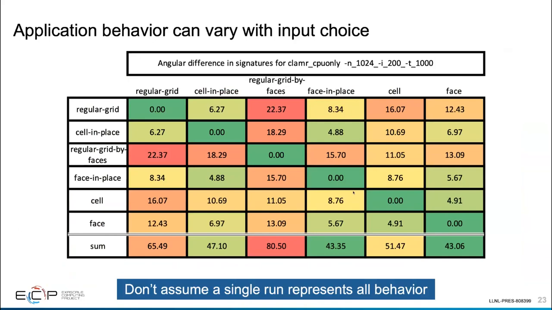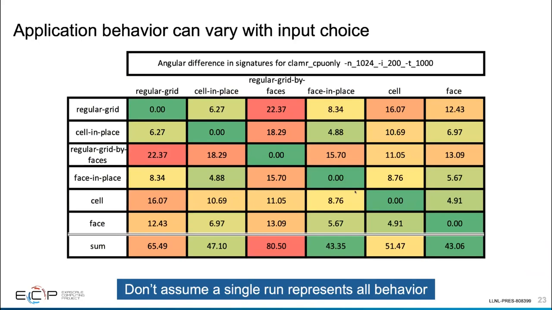Finally, your application behavior can vary according to your input choice. So we're looking here at results from Clamor, and we have six different inputs, and you can see that we don't have uniform similarity across the board. And this goes back to our message that you may need to run more than one input.